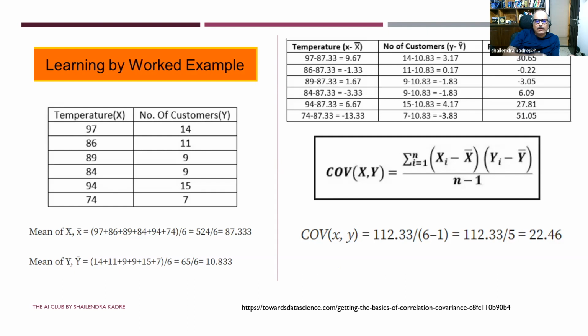So this 22.46 is a positive number. It tells me something, but not everything. What does it tell? Amit Parikh, what do you infer from 22.46? If I say covariance between X and Y is 22.46, what meaning can you take out in business terms? What does this number tell you?